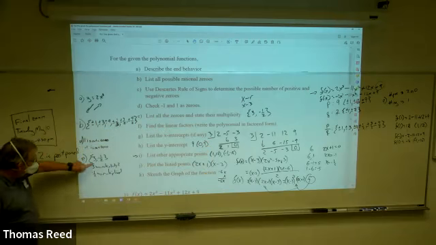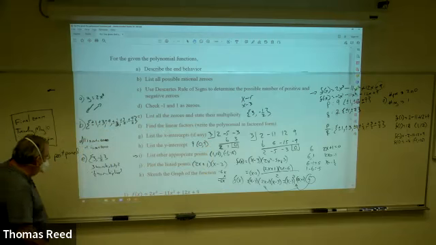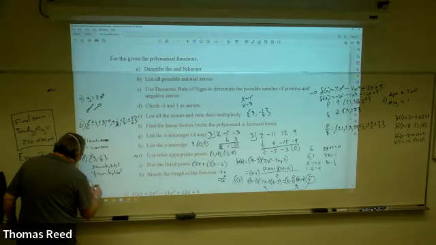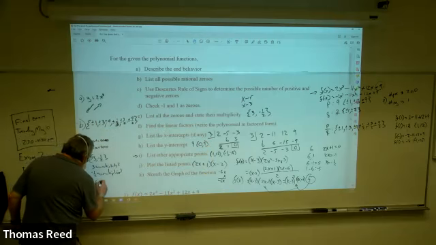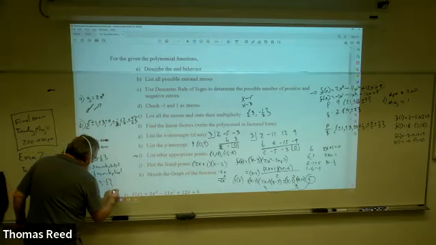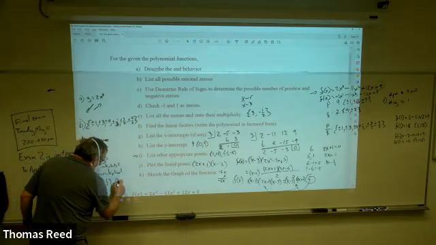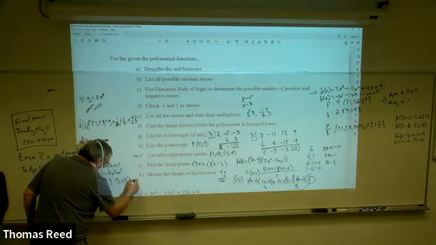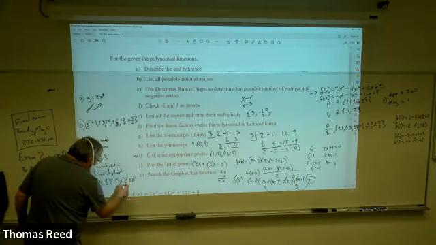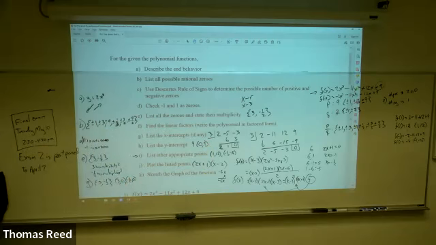So for letter G, you could either list the 2 values of where it crosses the x-axis, or you could list the 2 points. Either way, I'm okay with. Not that picky. Because I want to know, do you know what it is?